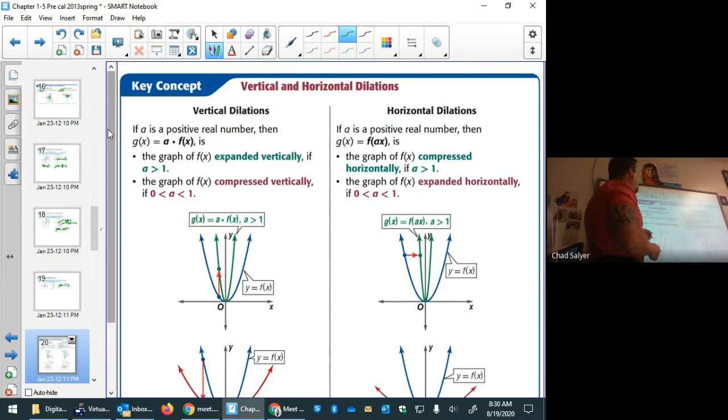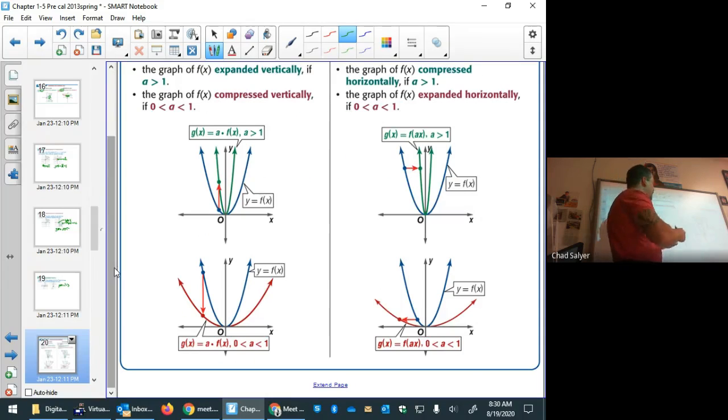And then on the right, the horizontal dilations. If you have a value greater than 1, it compresses. Once again, it behaves the opposite of the way you'd expect. It compresses horizontally if it's greater than 1. And if it's a fraction, in other words between 0 and 1, it will expand horizontally. So notice the analogous situation between these 2.